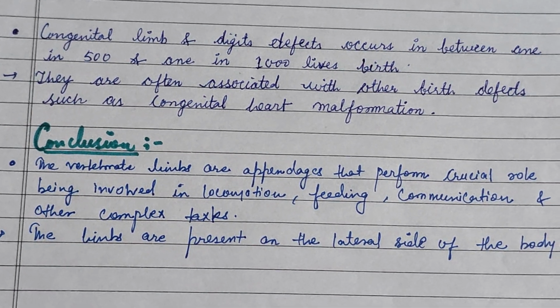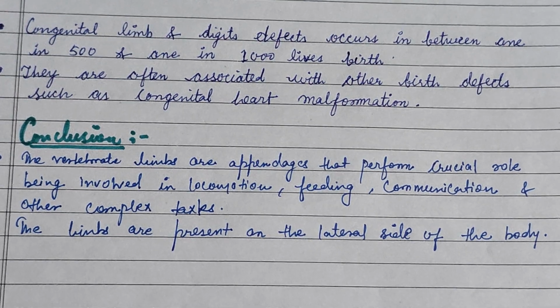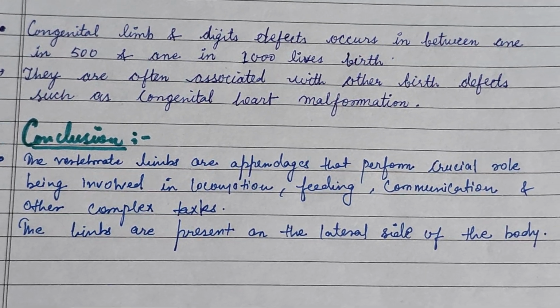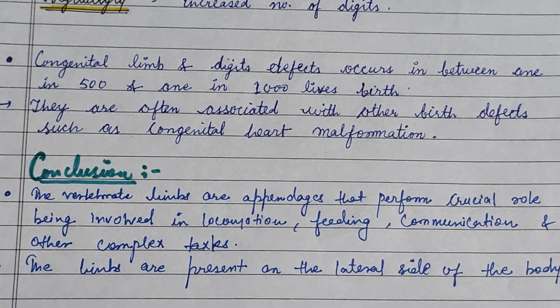As a conclusion, vertebrate limbs are appendages that are crucial, being involved in locomotion, feeding, communication, and other purposes. The limbs are present at the lateral side of the body. So that is all about limb development.